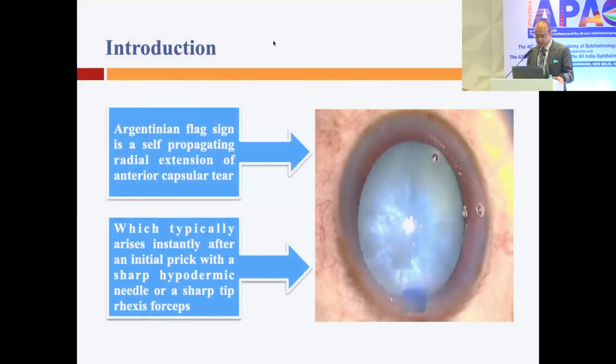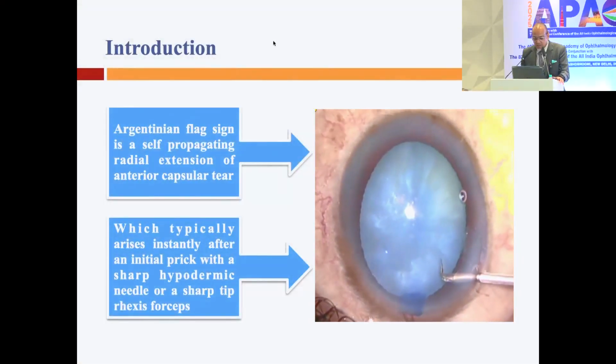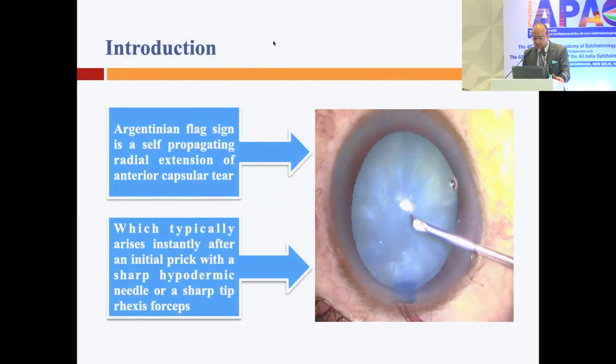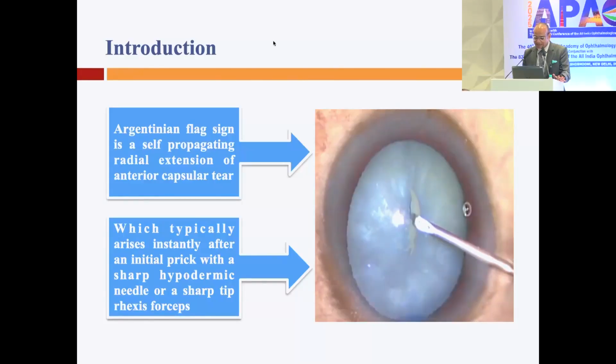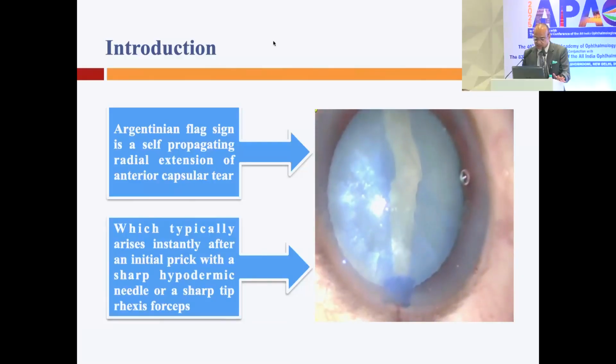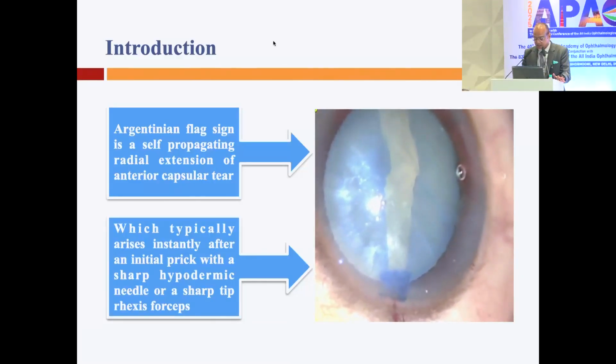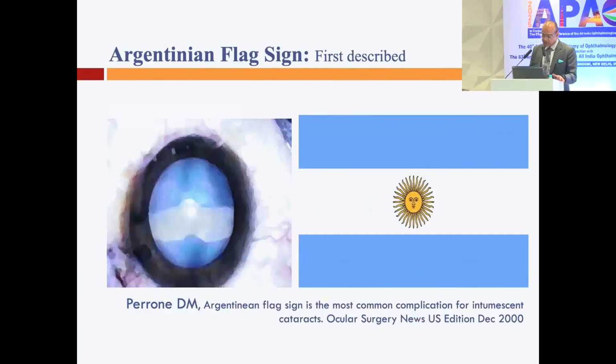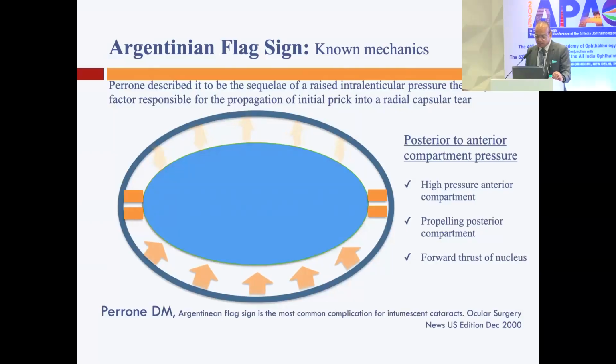So as we see, the Argentinian flag sign is a self-propagating radial extension of the anterior capsular tear, which typically arises instantly after an initial prick with a sharp hypodermic needle or a sharp tip rhexis forceps. Perron gave this term, the most common complication of the intumescent cataract, and this is how it happens. It is a sequela of the raised intralenticular pressure, but there are other factors also leading to the propagation of the initial prick into a radial capsular tear.